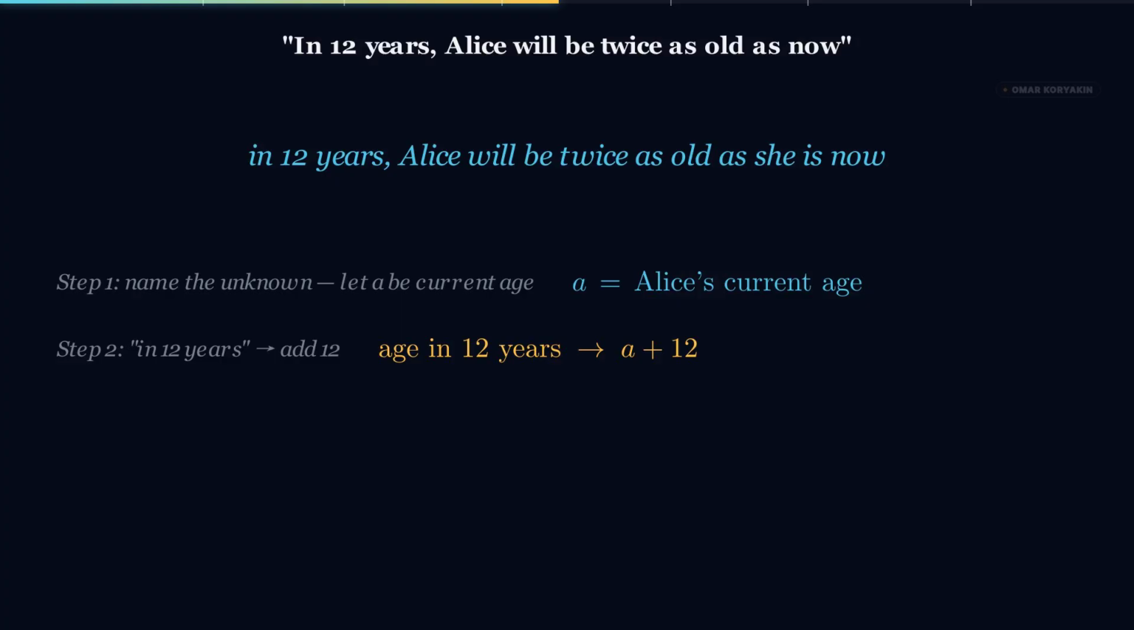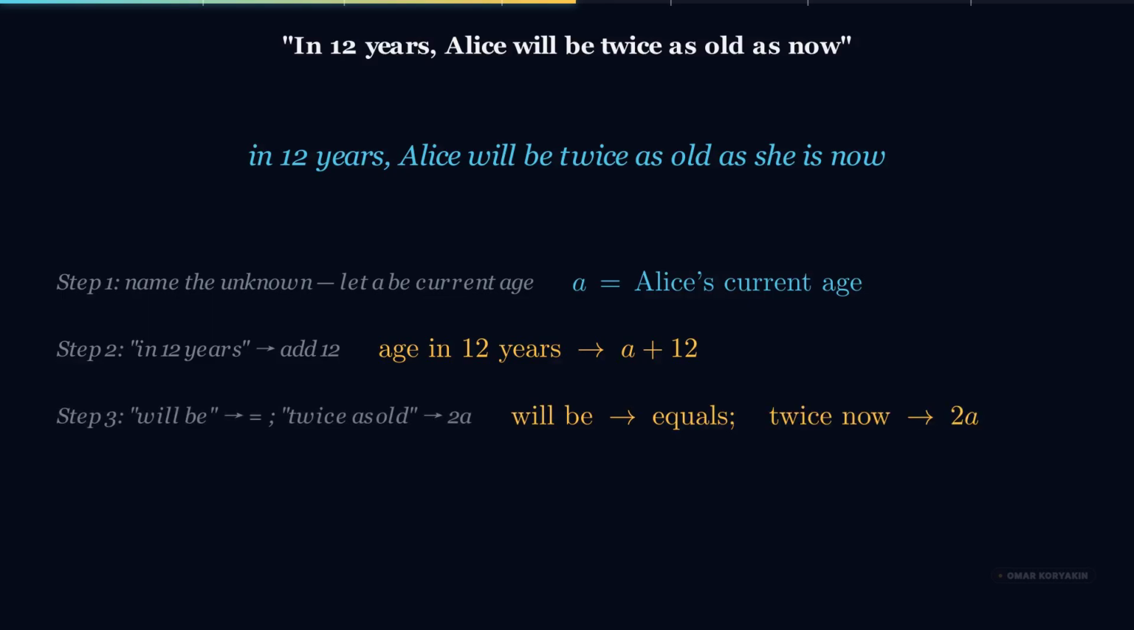The phrase will be is a future tense form of is, which from the keyword dictionary maps to the equal sign. So the sentence in 12 years Alice will be twice as old as she is now becomes the equation A plus 12 equals twice her current age. Step 3. Apply the twice as many template carefully.